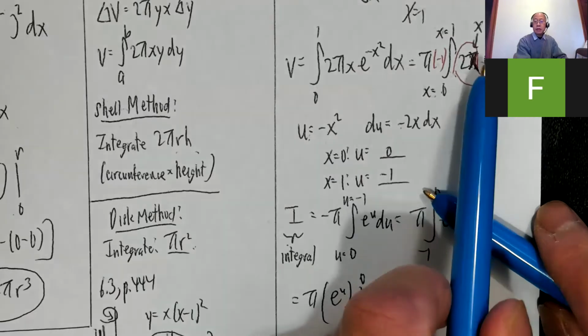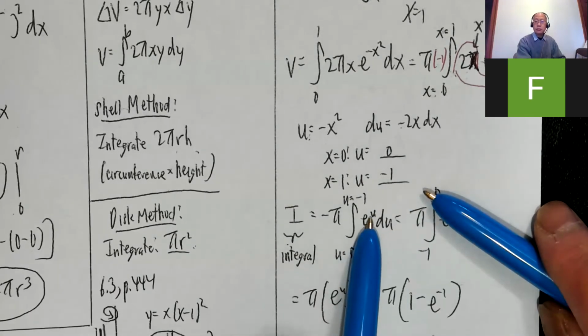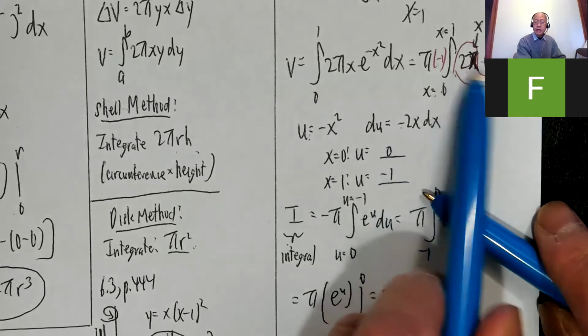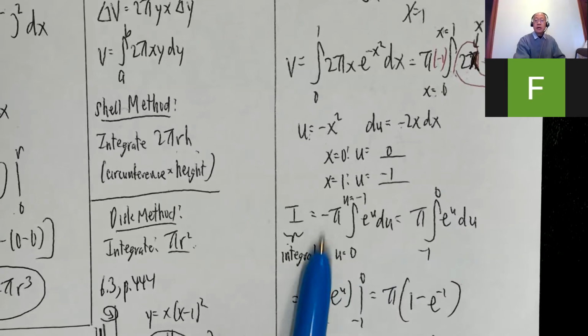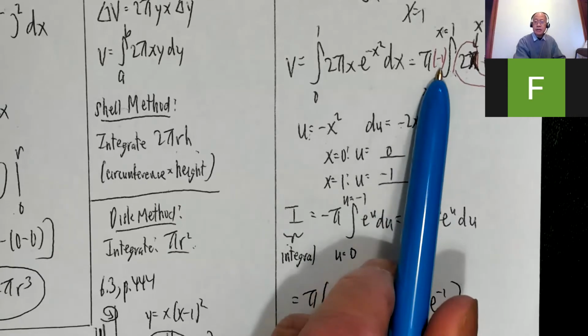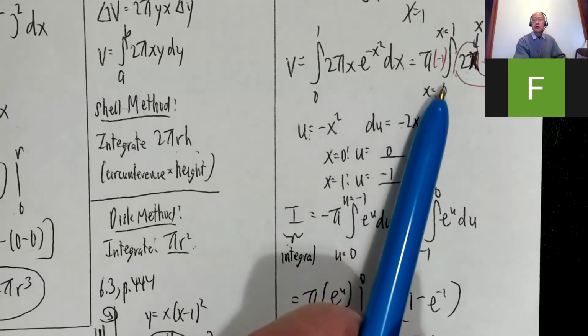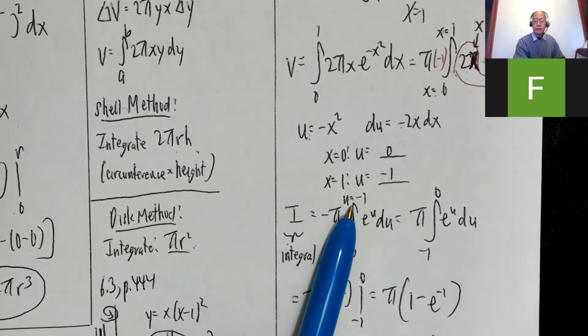All right, so now my integral becomes e to the negative x squared, which is e to the u. Negative 2x dx is now du. I have a negative pi outside, pi times negative 1, negative pi. U is going from 0 to negative 1. Remember, I'm changing the limits from x to u. U goes from 0 to negative 1.